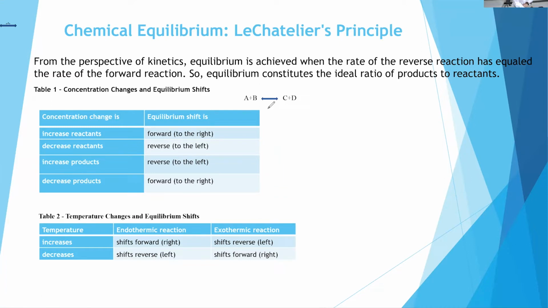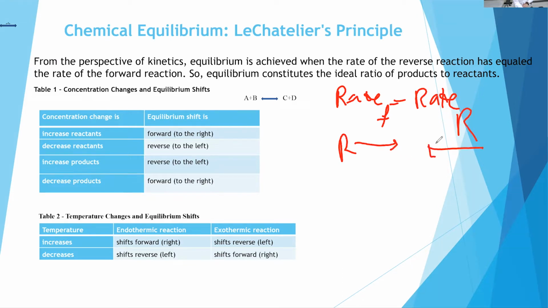Rate, first of all, the reaction must be reversible. So we have a double arrow here. And the rate of the forward reaction is going to equal the rate of the reverse reaction. So the reaction is reversible. When it does reach equilibrium, the rate is going to be the same. Or the rate for the forward reaction is going to be equal to the rate for the reverse reaction. Rate forward, rate reverse is going to be equal. And then you have equilibrium.